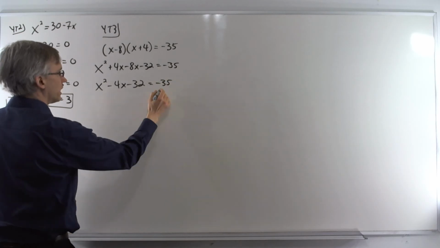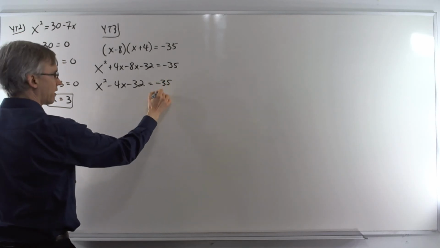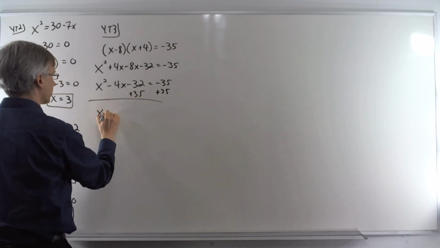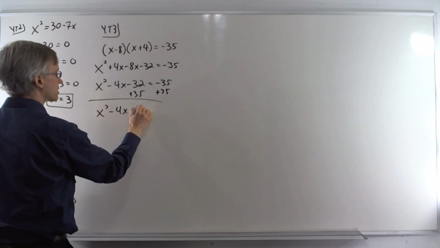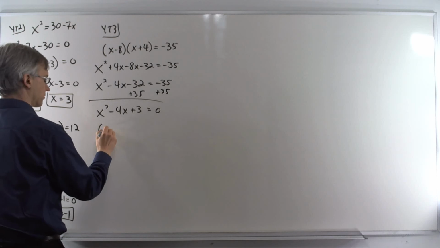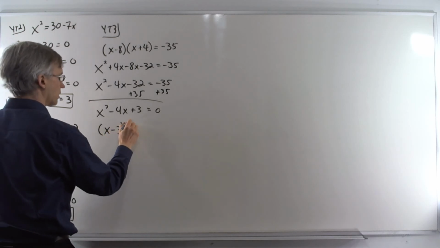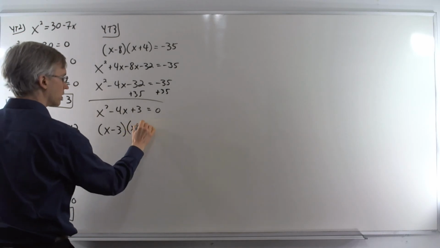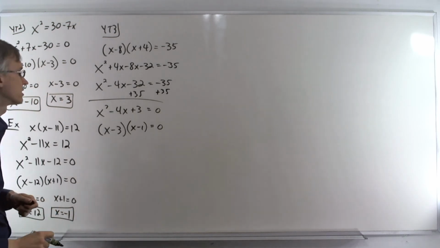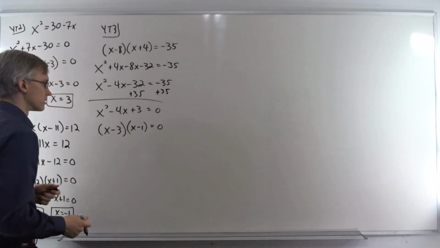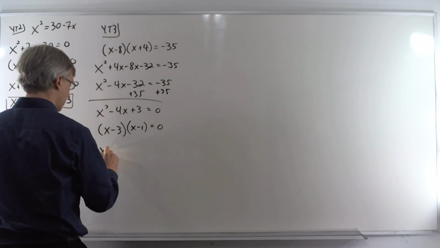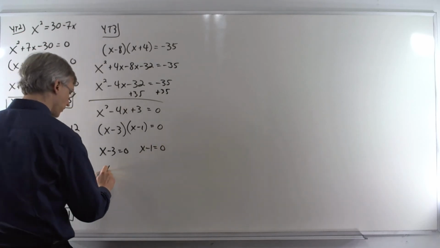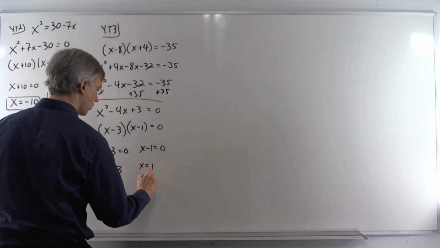All right, now I need to get 0 on the right-hand side, so I'm going to add 35 to both sides to get rid of that. So we get x squared minus 4x plus 3 equals 0. Now we need two numbers that multiply to get positive 3, add to get negative 4, that's negative 3 and negative 1. So that factors into (x - 3)(x - 1) = 0. Now we'll use the principle of zero products. Split this thing up. Set them both equal to 0. And solving, we get x = 3 and x = 1.